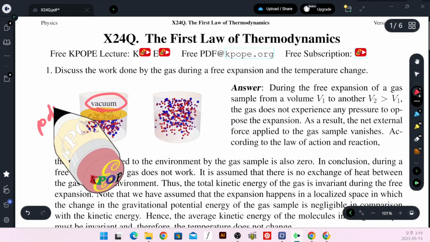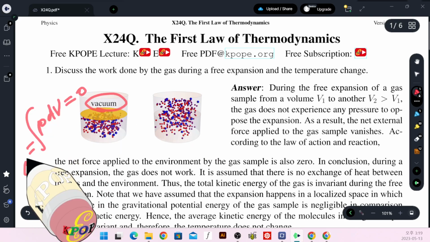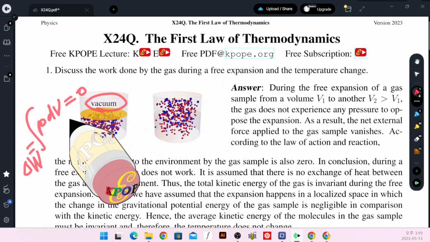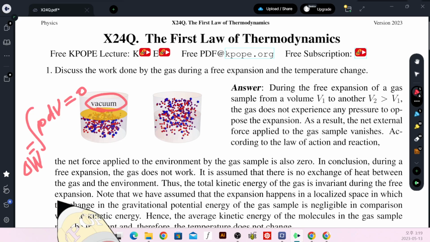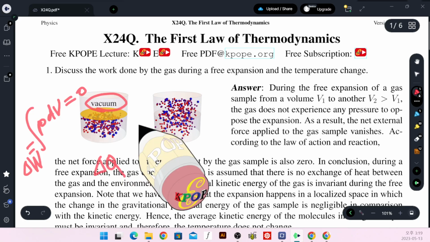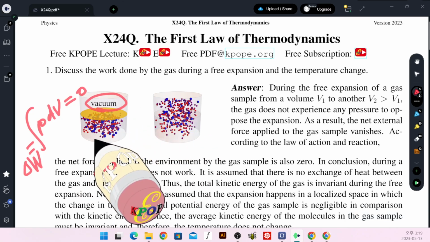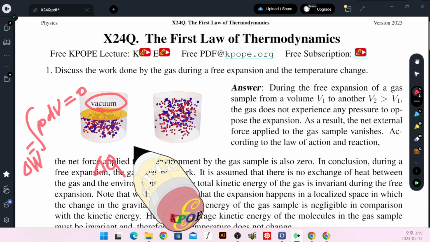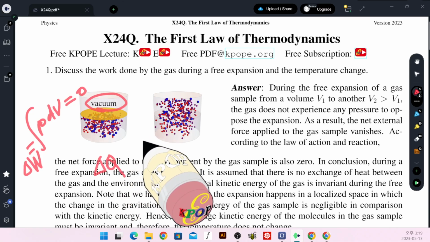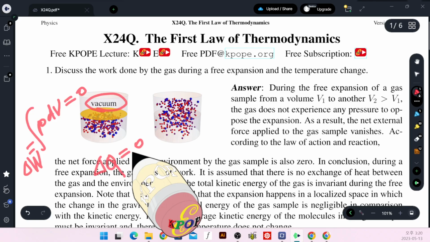Therefore, PdV is always zero. Its integral, that is the work done by the gas during the free expansion, is always zero. In addition, there is no delta Q, that is the heat transfer to the system. The gas does not lose or accept any heat. Therefore, delta Q is zero.